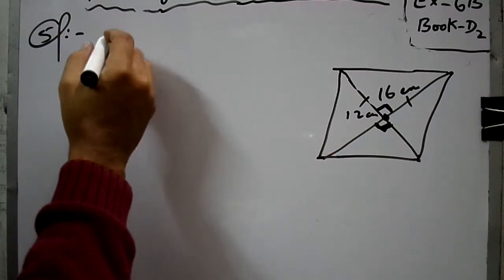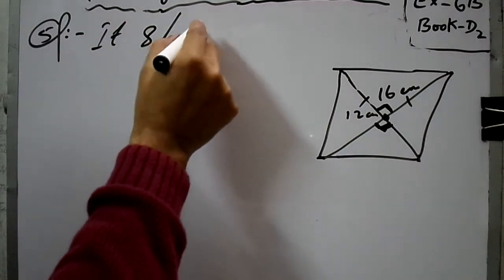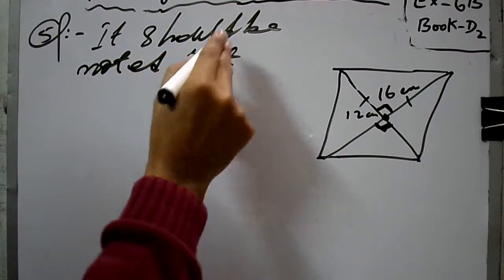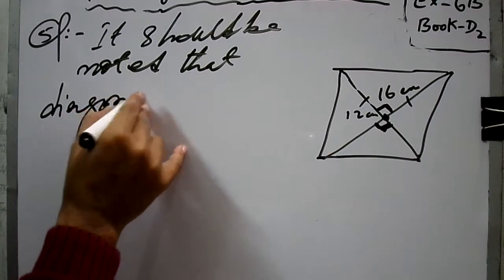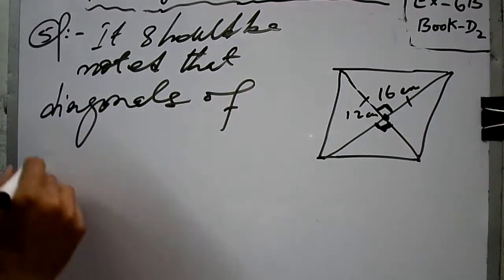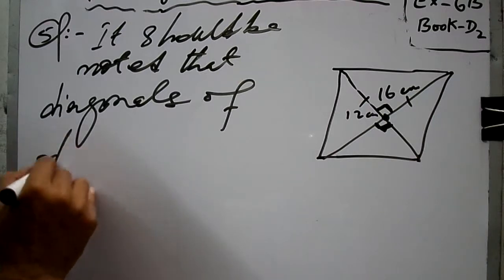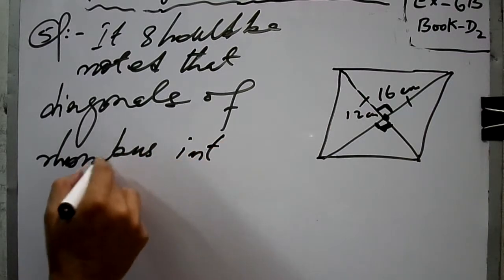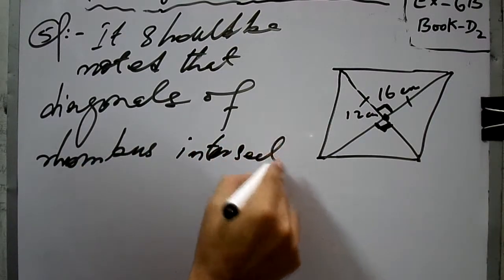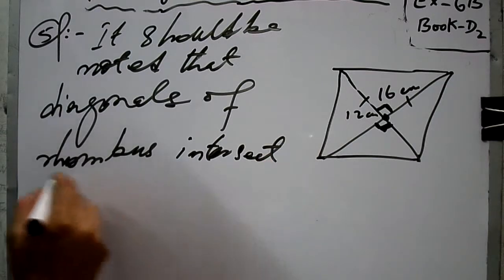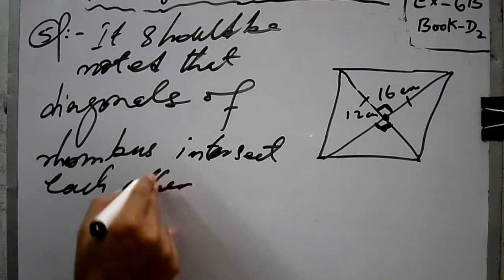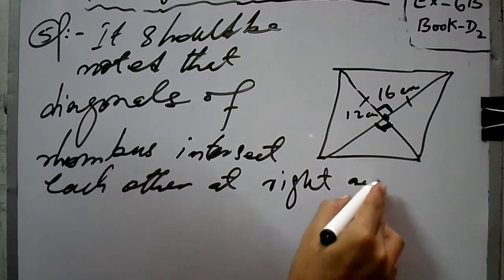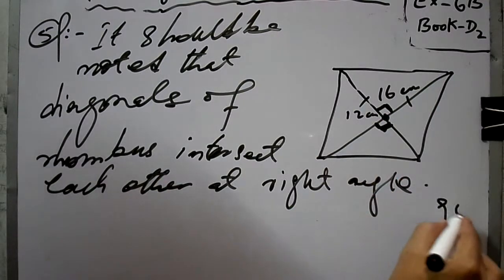It should be noted that the diagonals of a rhombus intersect each other at right angle. Right angle means 90 degrees.